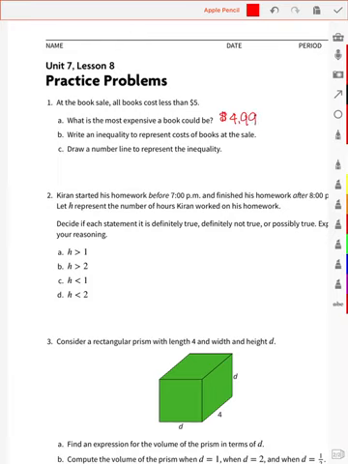B. Write an inequality to represent the cost of the books at the sale. So if P is the price, P is less than 5. Draw a number line to represent the inequality. So that's going to be your number line here, and 1, 2, 3, 4, 5. It's going to be an open circle at 5 because it does not include 5, and our arrow going to the left. So that means less than 5.